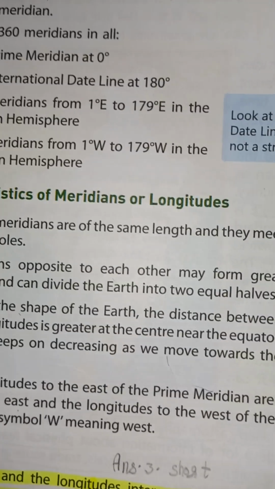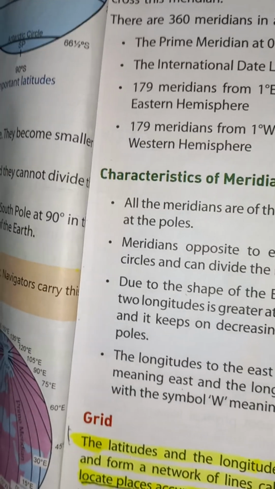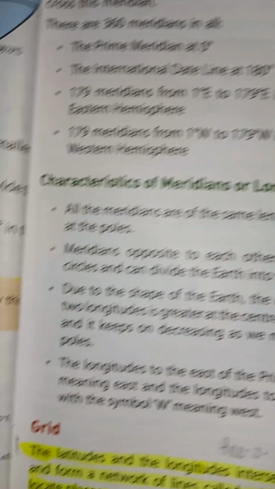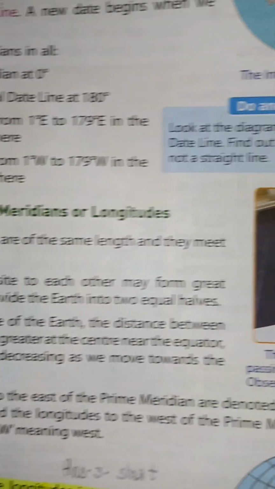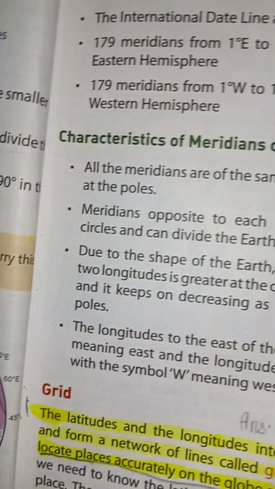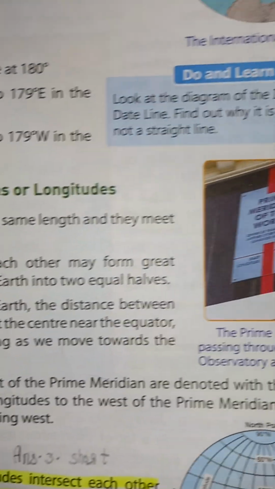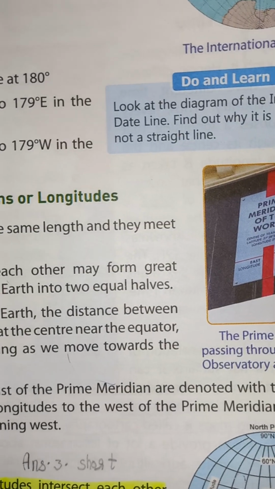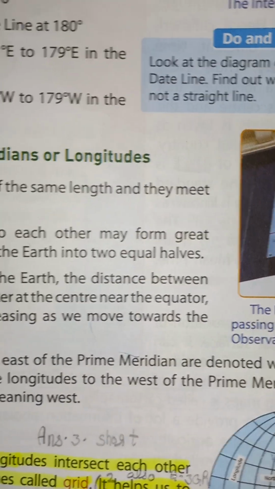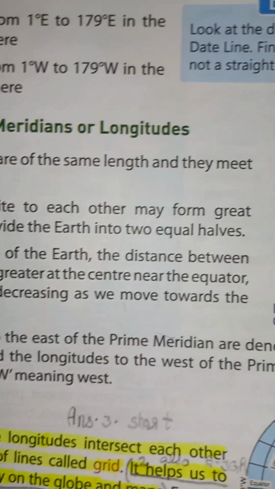Characteristics of meridians or longitudes. All the meridians are of the same length and they meet at the poles. Meridians opposite to each other form a great circle and can divide the earth into two equal halves. Due to the shape of the earth, the distance between two longitudes is greatest at the center near the equator, and it keeps decreasing as we move away towards the poles.